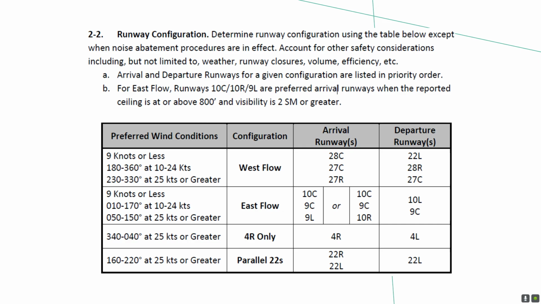In east flow, runways 10 center, 10 right, and 9 left are preferred arrival runways when the reported ceiling is at or above 800 feet and visibility is 2 statute miles or greater. And so you can see west flow there, 9 knots or less. Our primary runway in priority order would be runways 28 center, 27 center, 27 right for arrivals, and departing 22 left, 28 right, and 27 center. And of course you can see the east flow, or when we would use the 4s or the 22s.